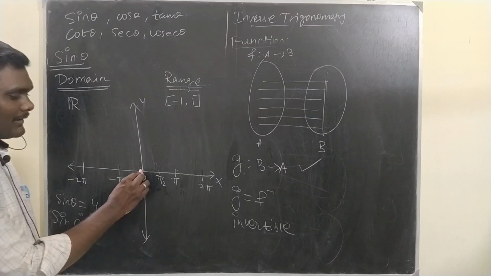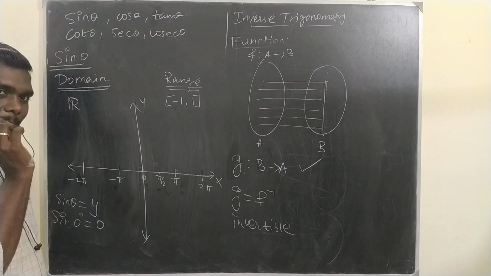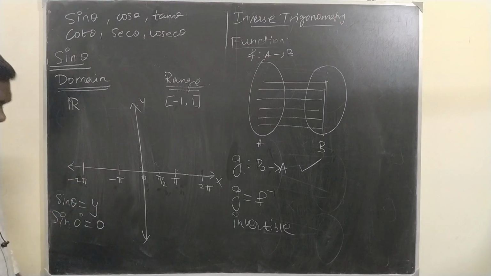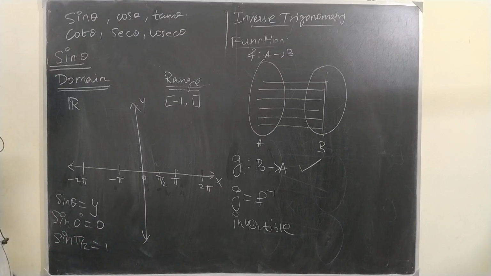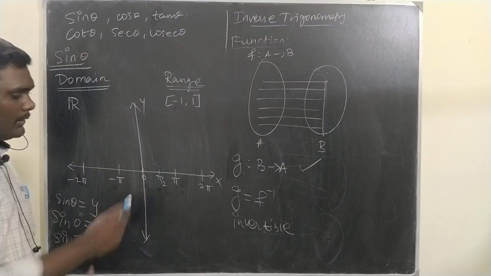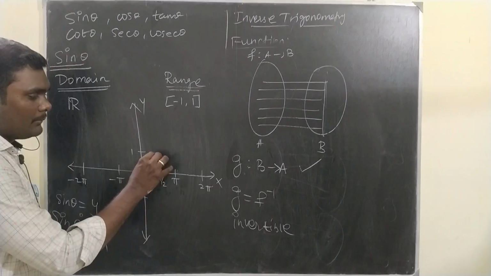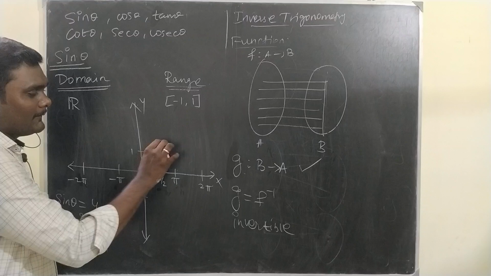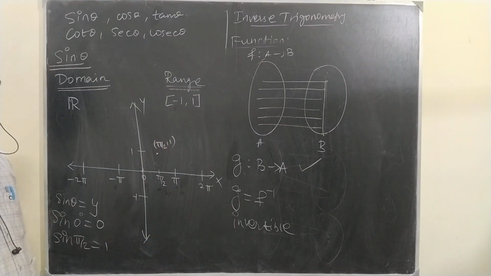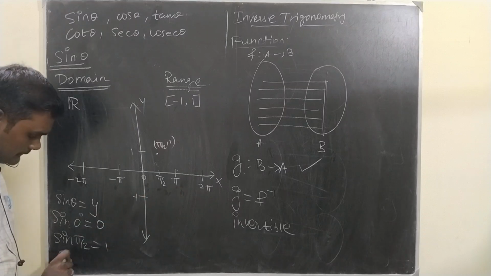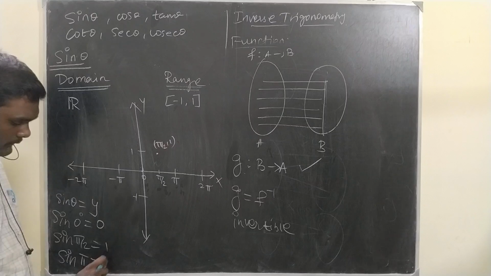0, 0 we have to mark. This is 0, 0. And then pi by 2. When theta equals pi by 2, what is our value? 1. So here there will be 1, and here minus 1. I am marking this point, pi by 2, 1. And the value of sin pi? Zero.